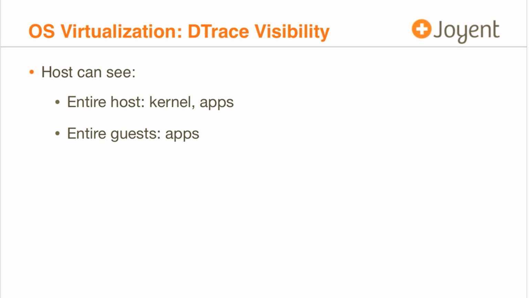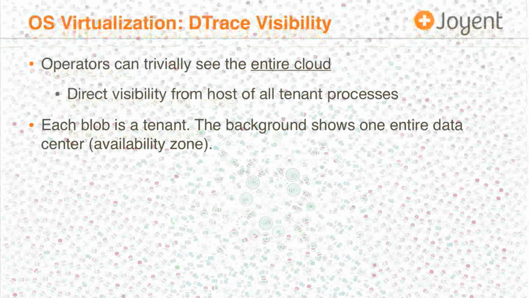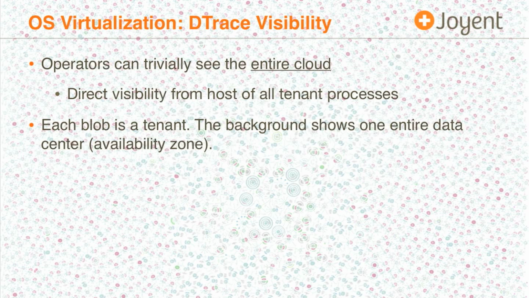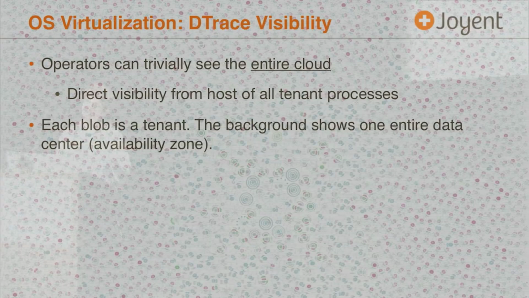So the host can see everything, which means the operators can trivially see the entire cloud. Direct visibility from the host to all tenant processes. So you may not know much about how zones work, but from the host, I can see the process address space for all of the tenants that are on that machine or that compute node.